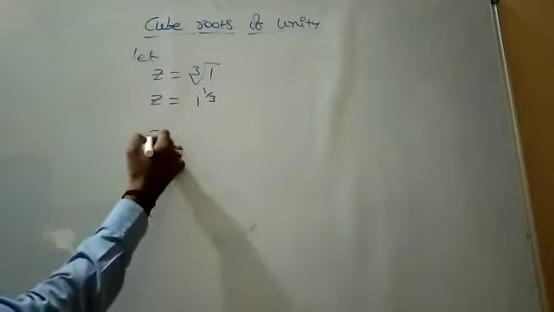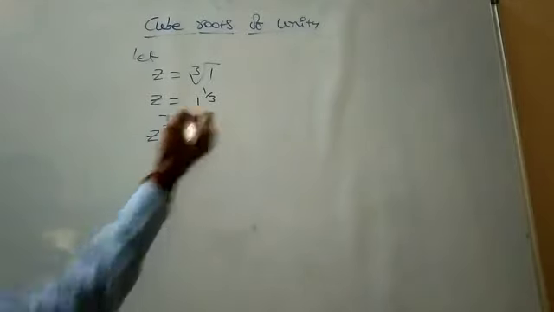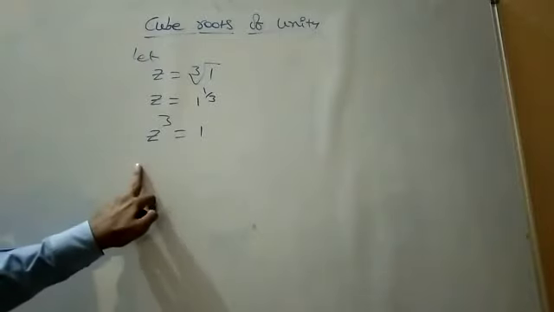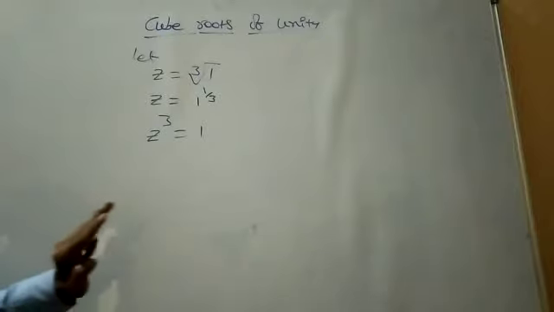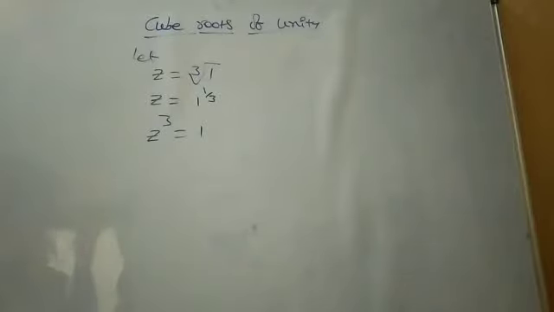Cubing on both sides, that is z cube is equal to 1. It is a cubic equation. It is having at most 3 roots. Okay. Now we'll see what those roots are.